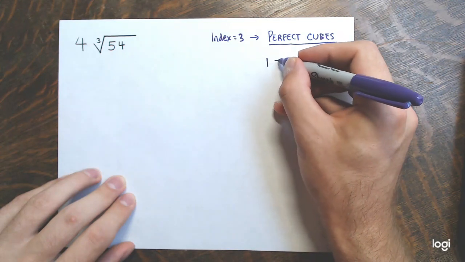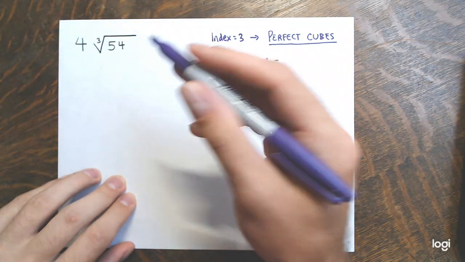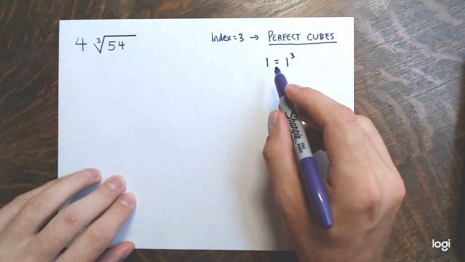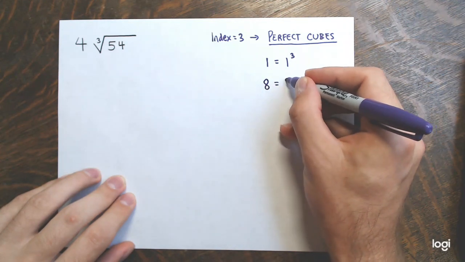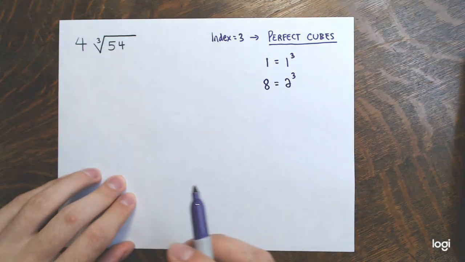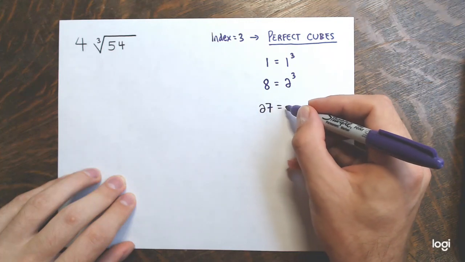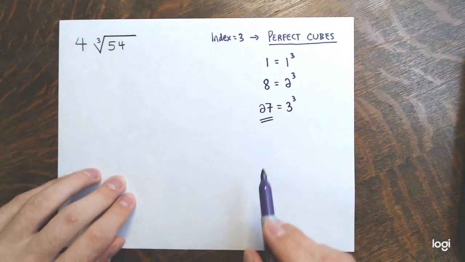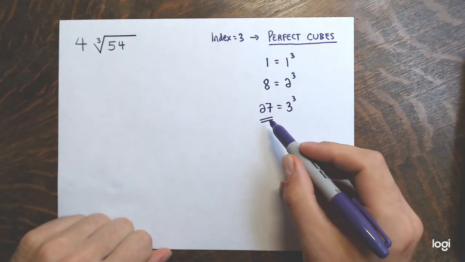So 1 is a perfect cube, but again, that's not it. 1 goes into everything. Yeah, 1 goes into 54, but that doesn't help me. 1 is a perfect cube, it can be written to the 3rd power. 8 is a perfect cube, that's 2 cubed. Does 8 go into 54 evenly? No, it doesn't. Then 27 is a perfect cube, that's 3 to the 3rd power, and oh yeah, that's the one I want. 27 goes into 54.